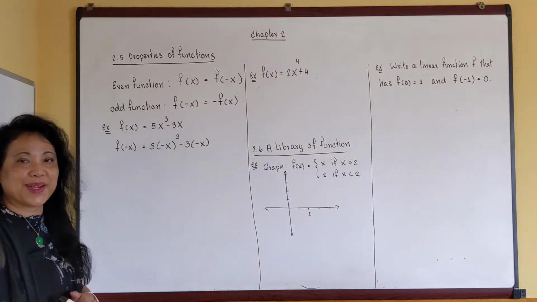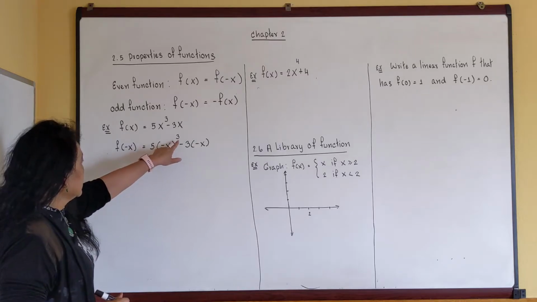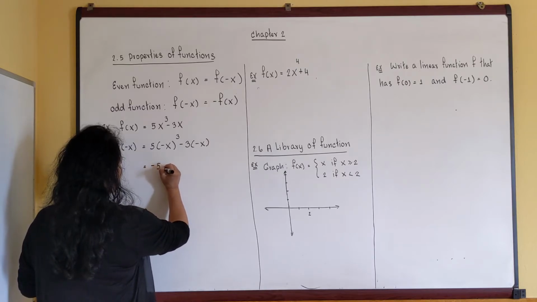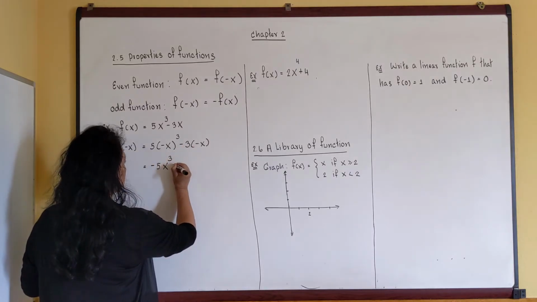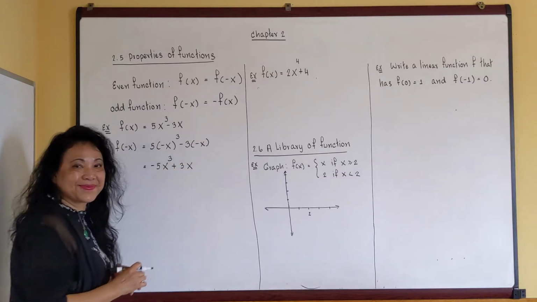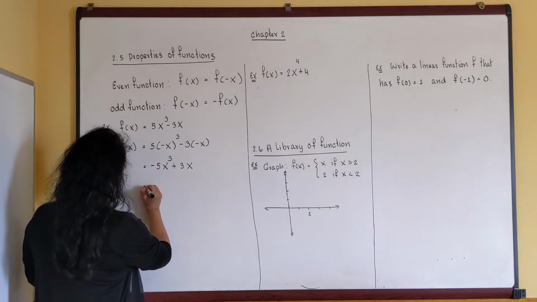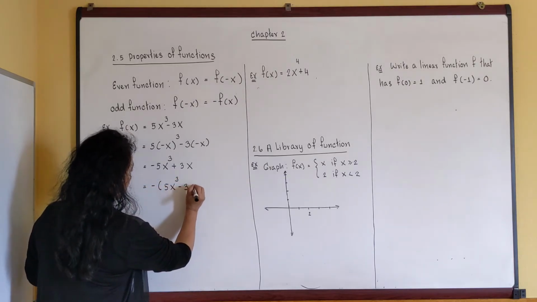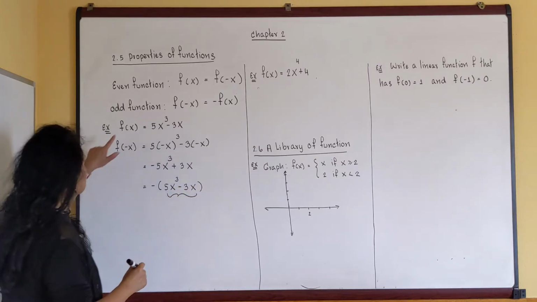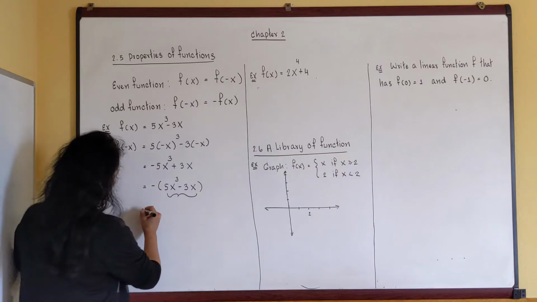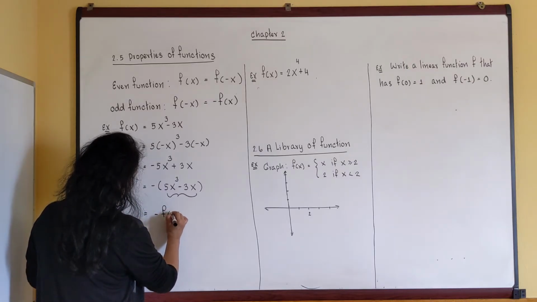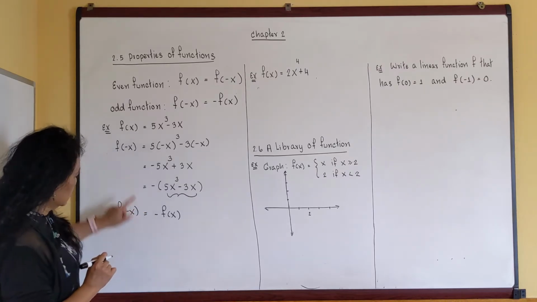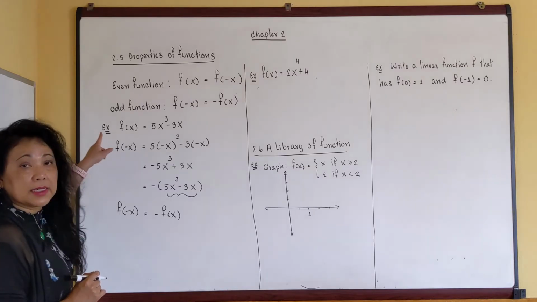So I replace all the x by negative x. If negative x is raised to the third power, you're going to have negative. So it's going to be negative 5x to the cube. Negative times negative is positive 3x. Next step, I'm going to factor out negative 1. So I have 5x to the cube minus 3x. But this one is just f of x. So I have negative f of x. So basically, f of negative x is equal to negative f of x. That is an odd function.